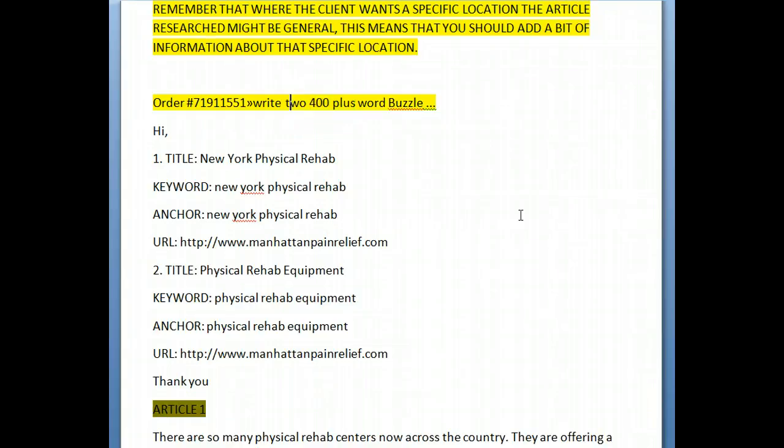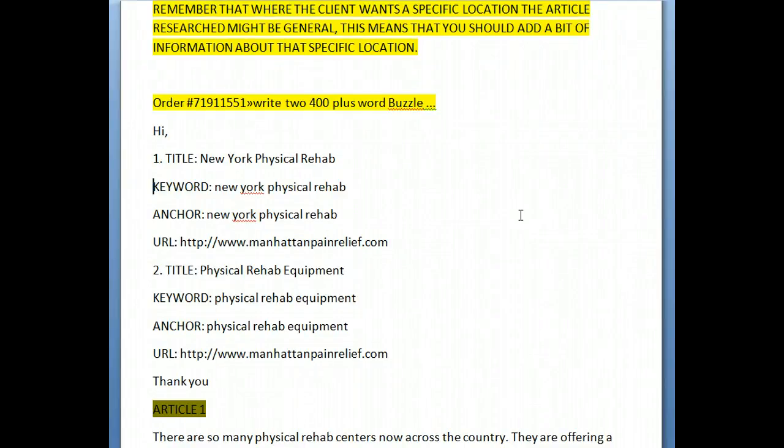Now, once you get your research document, you will have a small notation here from the client, and the client basically tells you what he wants the article to be titled, the keyword that he would like to be used in the article, and of course the anchor text. The anchor text here actually is a reference URL, and that is used by the researcher more than the writer. What is important here is the title and the keyword.